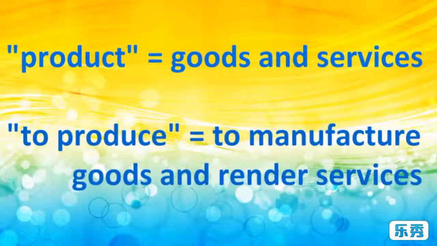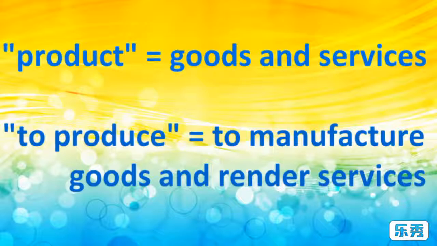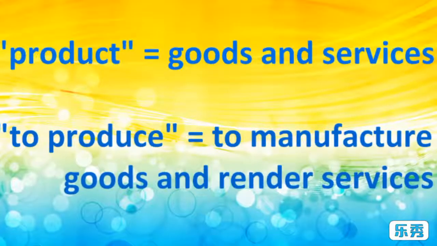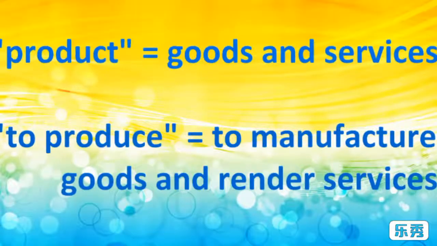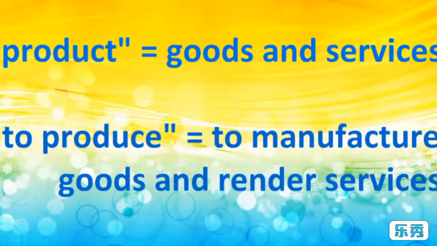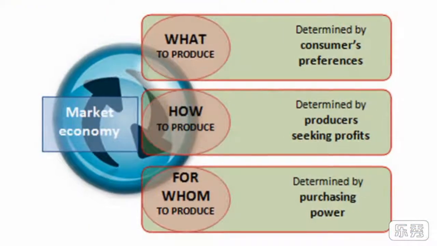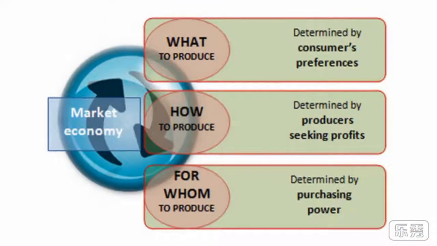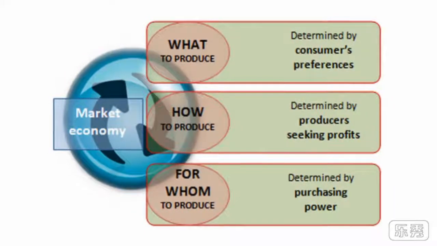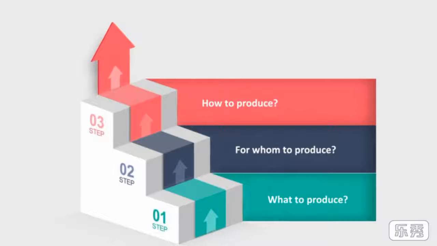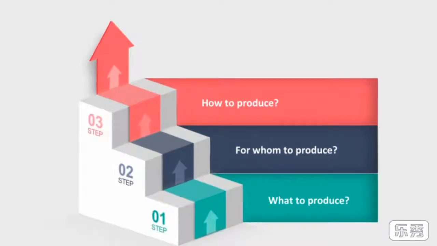Please bear in mind the following assumptions. The term product refers not only to physical goods, but to services as well. And the term to produce means both to manufacture goods and to render services. As an entrepreneur, you should ask and find answers to these 3 economic questions in order to allocate your scarce resources. The traditional sequence, what, how, and for whom, sounds better.